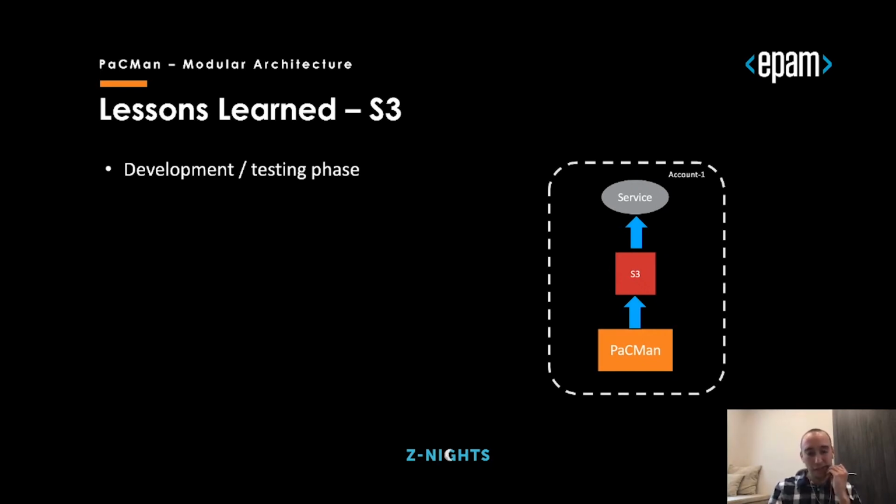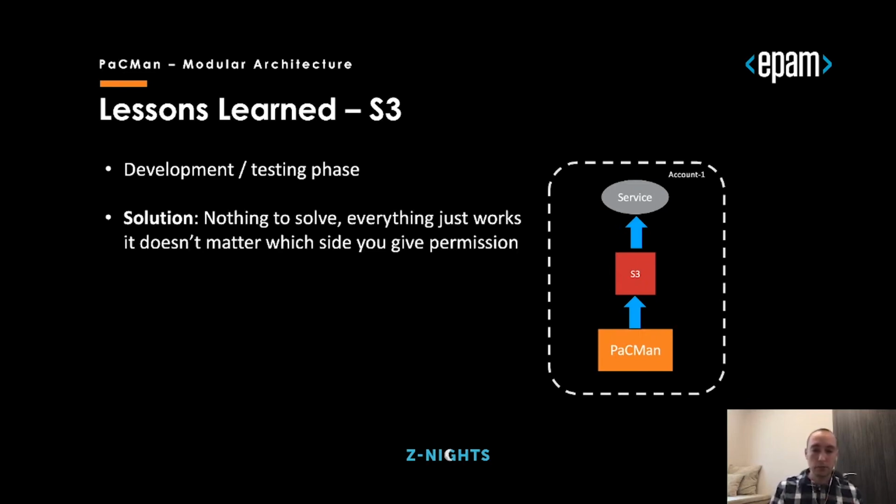The first thing that we learned is that if you have everything in one account, so the object creator, which is PACMAN in our case, and the object store, which is S3, and the object consumer, which is a service, everything is in one account, how do you solve your problem? You don't have to solve your problem because there is no problem. It's super simple. You can define it on the service side, on a role level, or on the S3 bucket side. Everyone in the account can read your data. There are no questions about it.